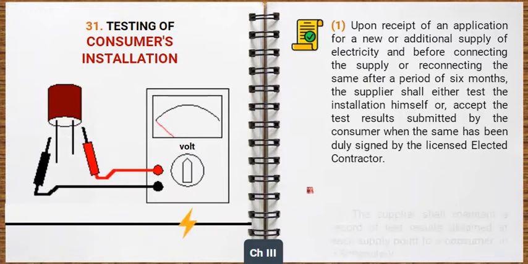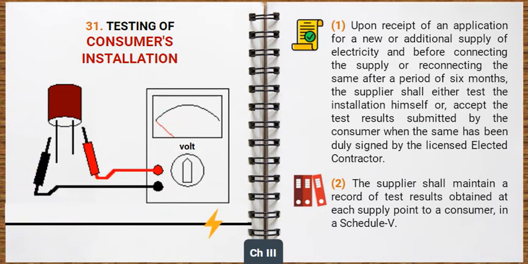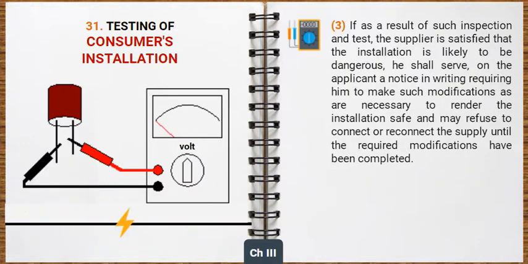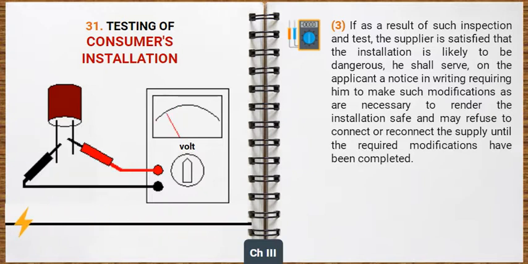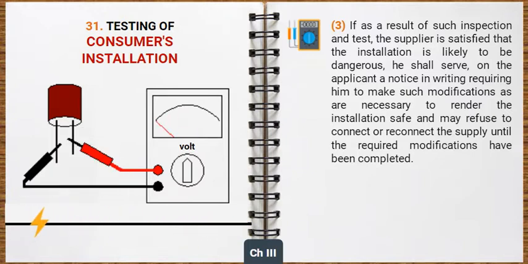The supplier shall maintain a record of test results obtained at each supply point to a consumer in a Schedule 5. If, as a result of such inspection and test, the supplier finds the installation is likely to be dangerous, he shall serve on the applicant a notice in writing requiring him to make such modifications as are necessary to render the installation safe, and may refuse to connect or reconnect the supply until the required modifications have been completed.